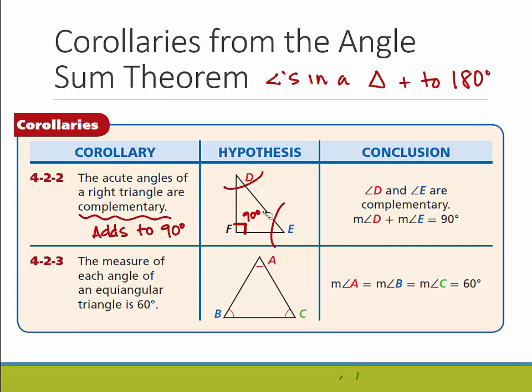And then the other thing that follows from the angle sum theorem is that you have an equiangular triangle, three angles that are exactly the same. That means each of them has to be 60 because you have only 180 degrees to work with. If you divide by 3, because they're all equal, they each have to be 60.